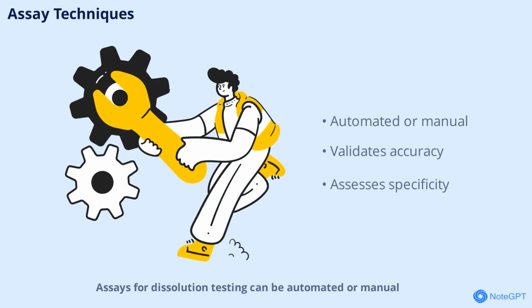Assays for dissolution testing can be automated or manual, using techniques like HPLC or spectrophotometry. Automated systems improve speed and reduce solvent use, while manual methods offer flexibility. The assay must be validated to ensure specificity, accuracy, and precision. Placebo interference, linearity, and recovery are key parameters to assess during validation.